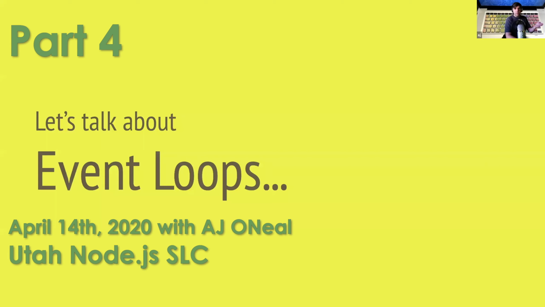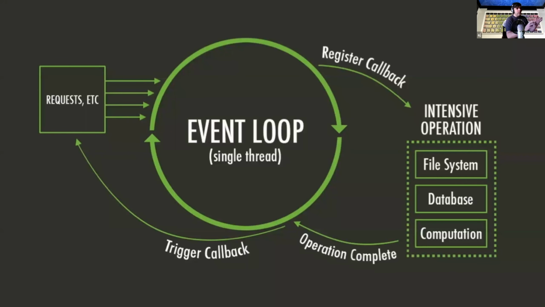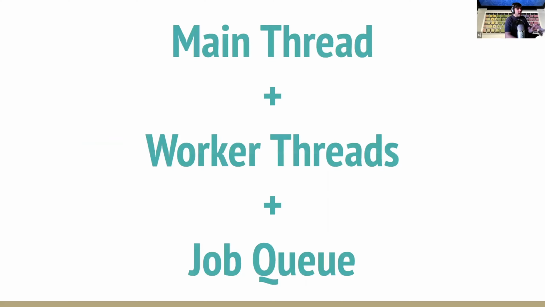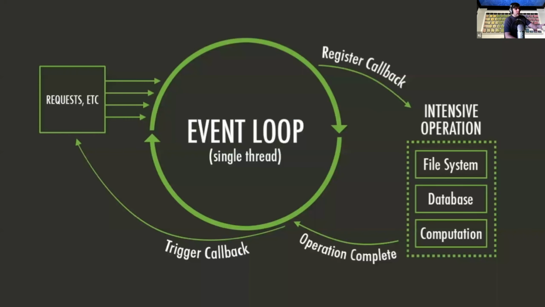So now we'll talk about event loops. Event loops are when you have threads that are divided into main thread, worker thread, and job queue. So if you consider this here, we have the event loop is a stack of tasks or functions to be done, and you get requests that go into the event loop and sit on this stack.